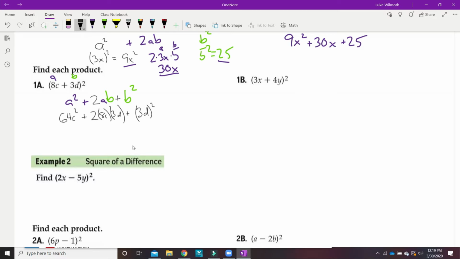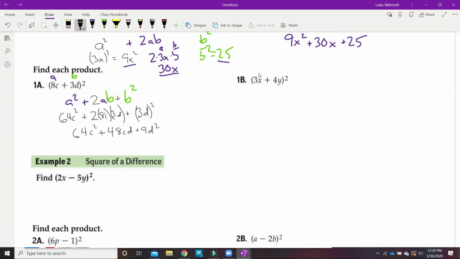So my final answer is going to be 64 c squared. 2 times 8 is 16. And then 8 times 3 is 24. 24 times 2 is 48. And then 3 squared is 9 times d squared. At this point, if you didn't pause it already, you should pause this, see if you can follow along with my steps here, and see if you can do number 1b.